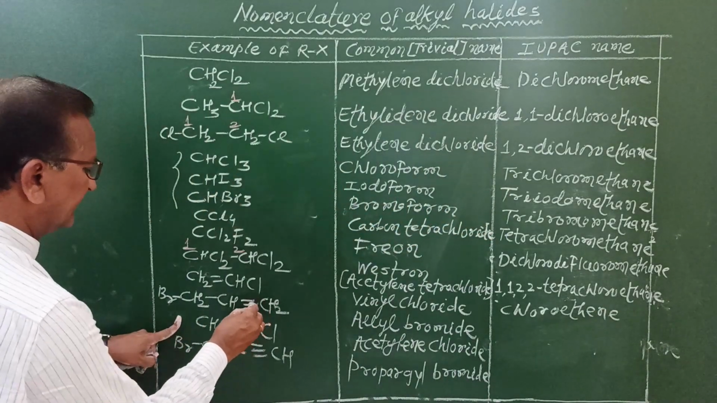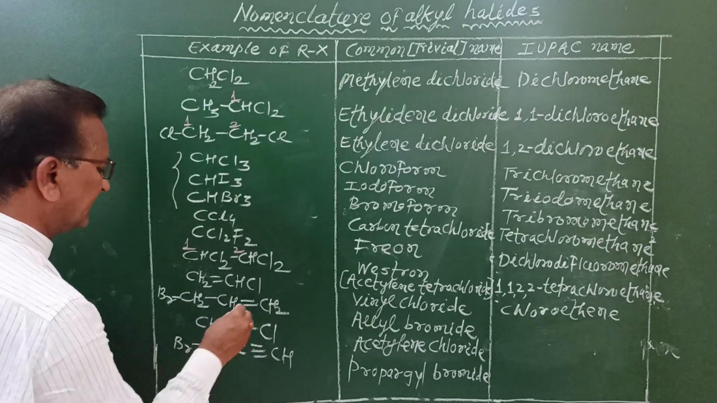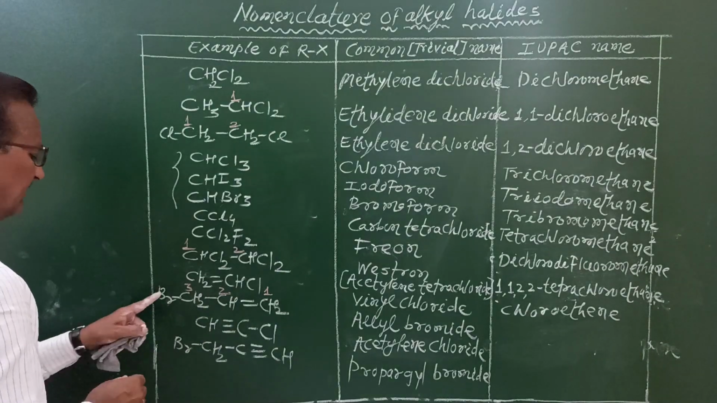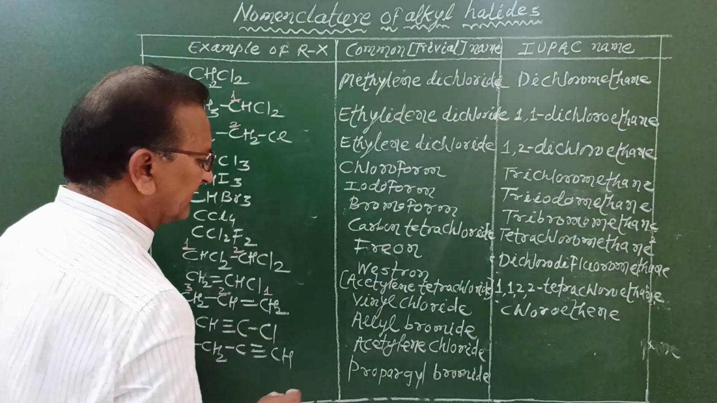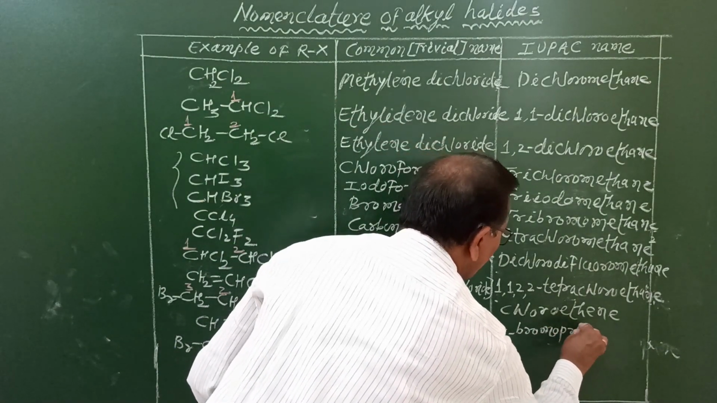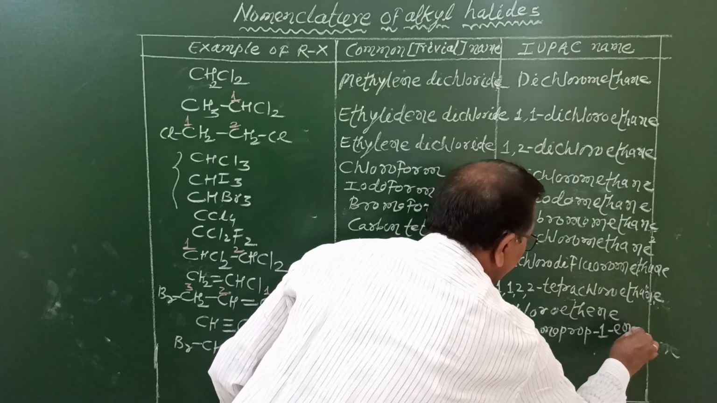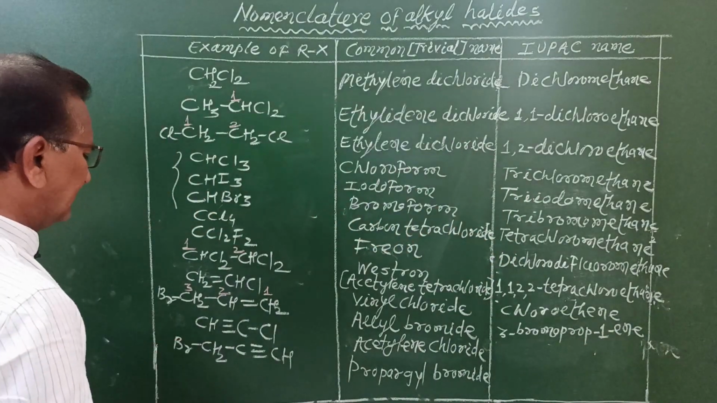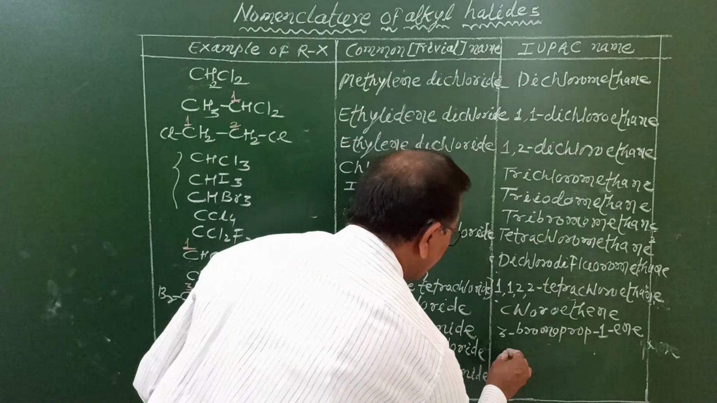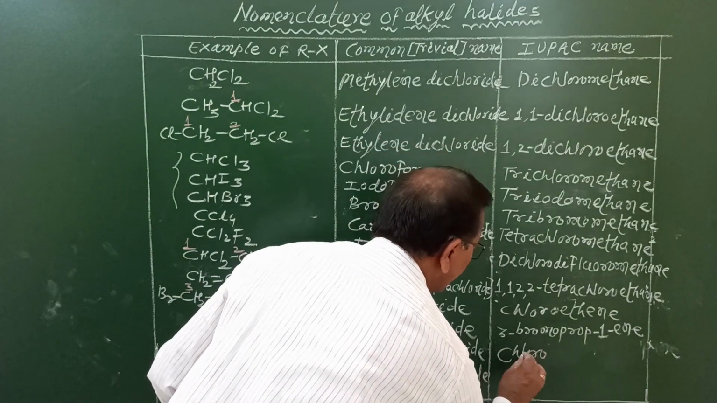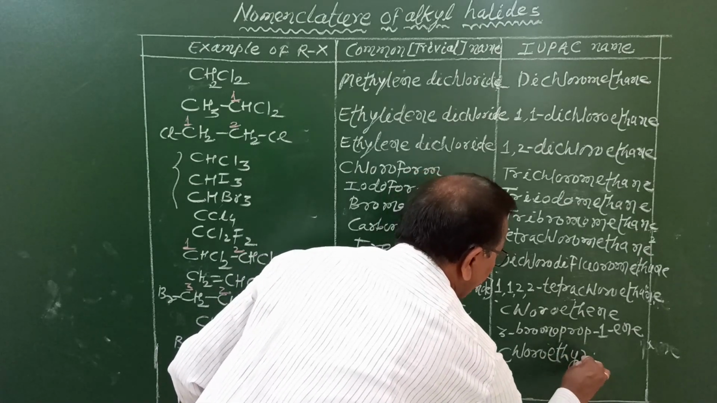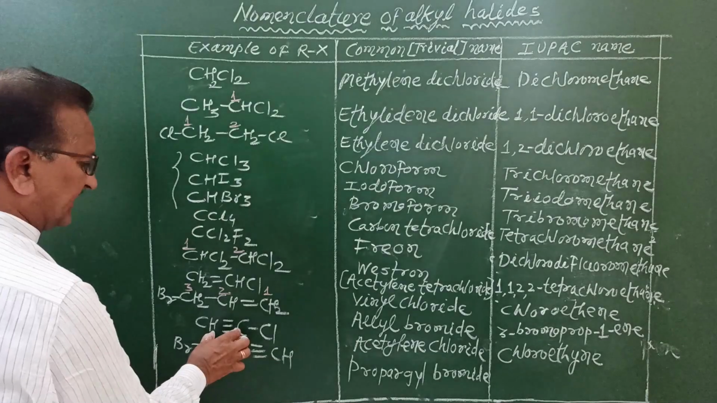Allyl bromide, numbering is like this. Numbering is started from this carbon atom, 1, 2 and 3. Since the bromine atom is present on carbon number 3, 3-bromoprop-1-ene. Next one, acetylene chloride, chloroethyne. Since there is a chlorine atom, chloro; ETH since there are 2 carbon atoms, and suffix is YNE because of this carbon-carbon triple bond.